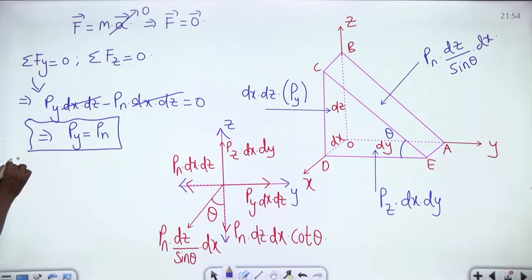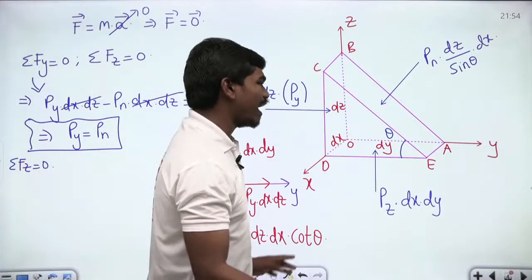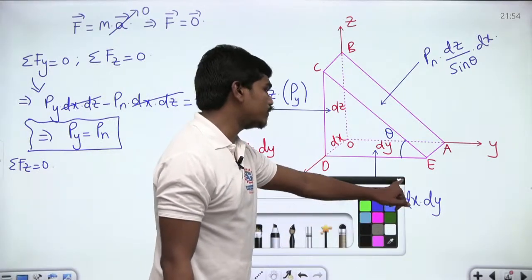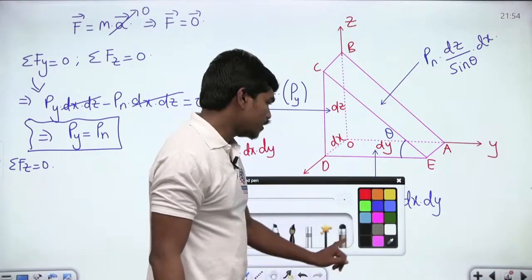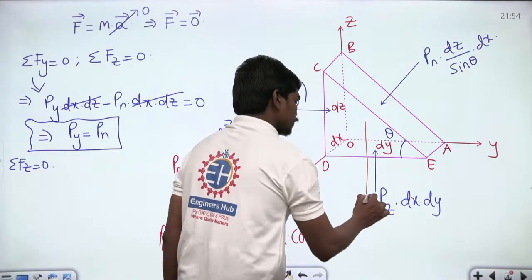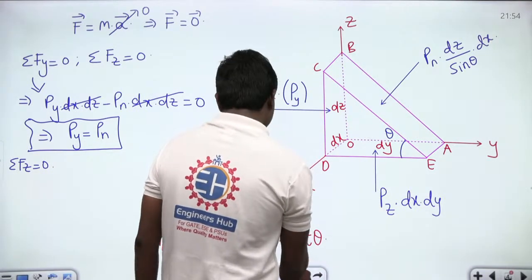Next, similarly, if you write sigma Fz is equal to 0, then look carefully. Along with all these components, we have one more extra force that's acting. What is that? Nothing but the weight of the block, correct? Nothing but the weight of the block.